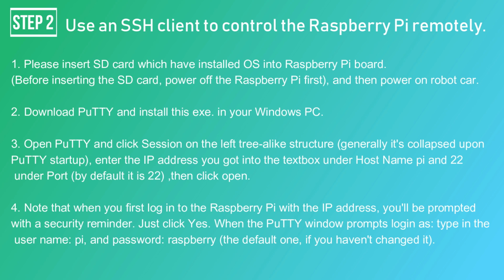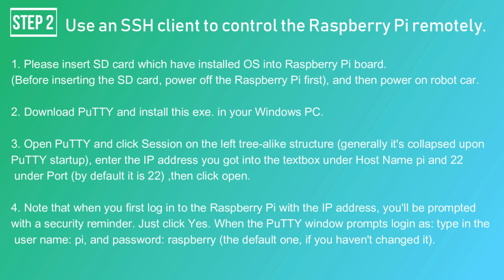3. Open PuTTY and click Session on the left tree-like structure. Generally, it's collapsed upon PuTTY startup. Enter the IP address you got into the text box under host name and 22 under port. By default, it is 22. Then click Open.